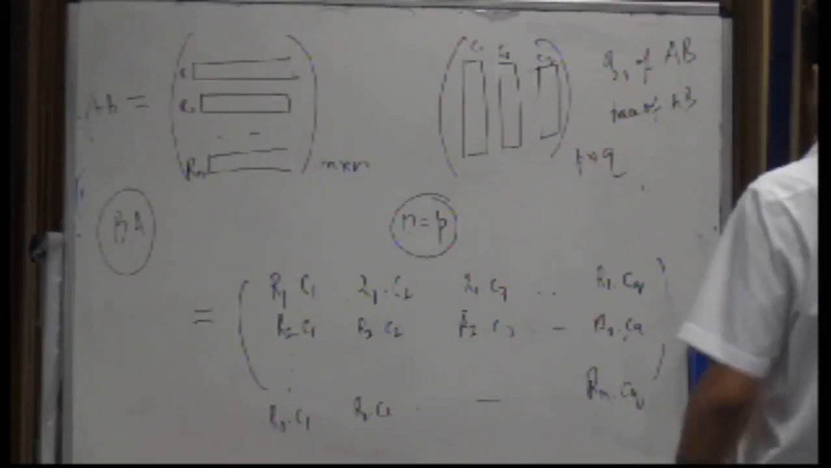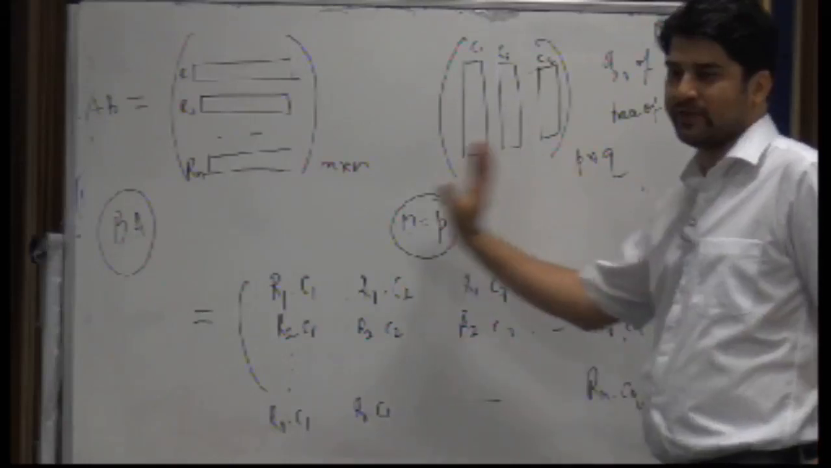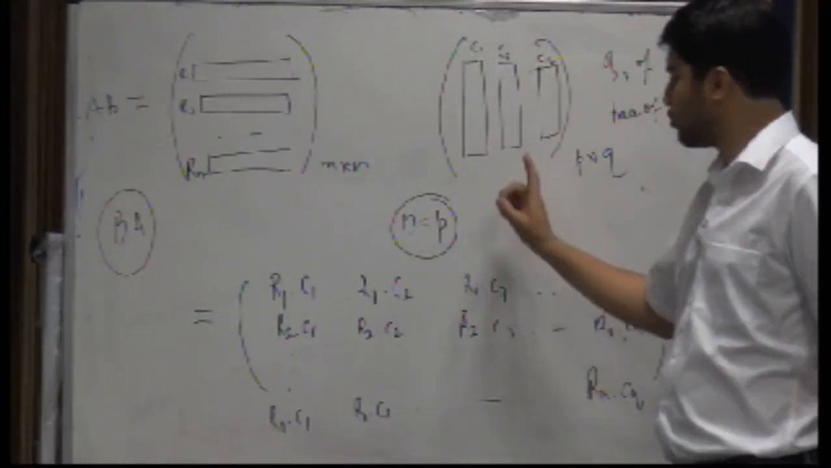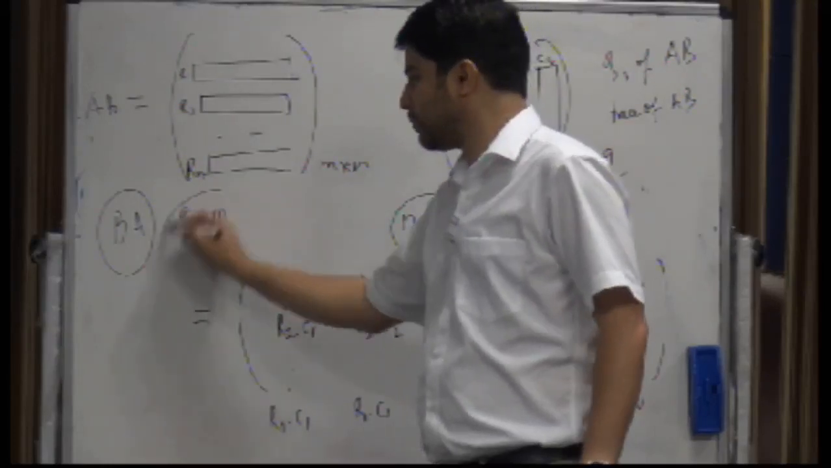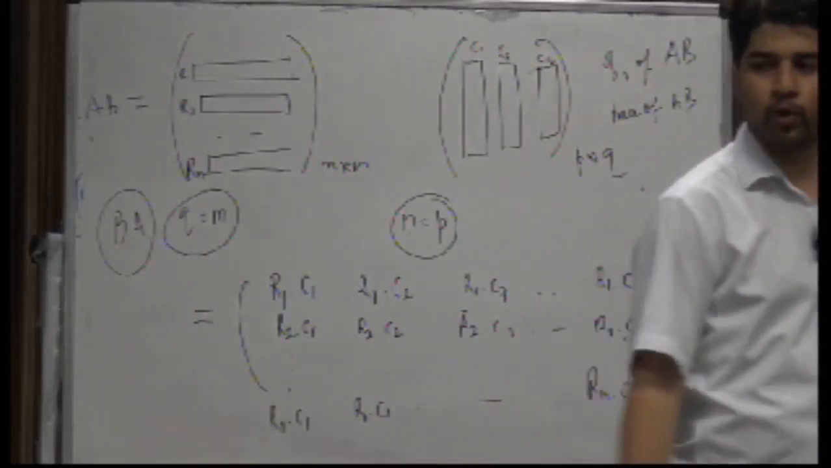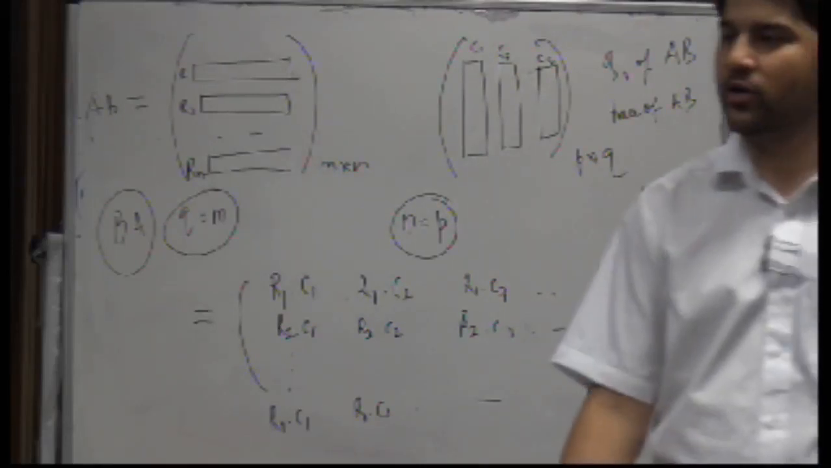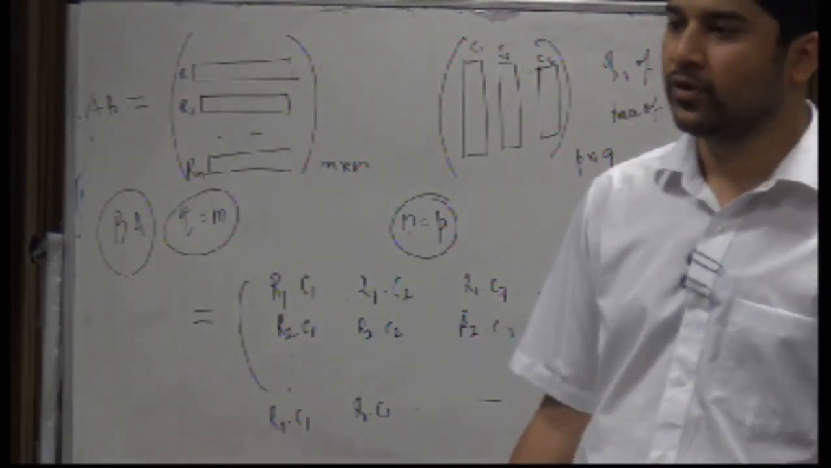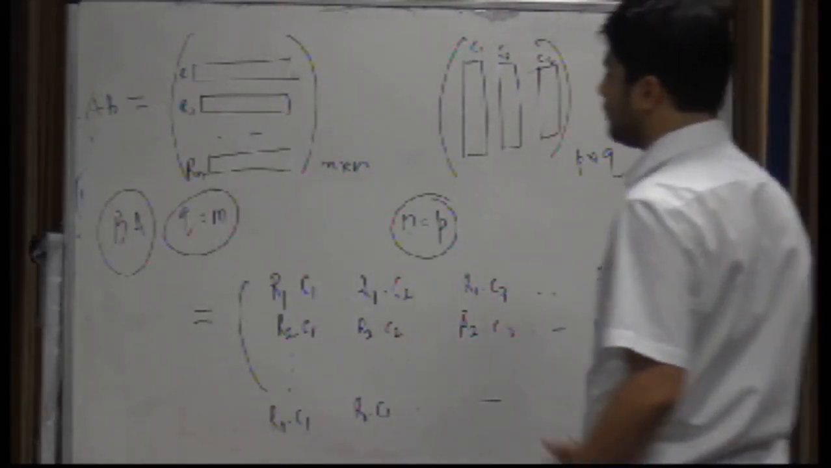M is equal to Q. So no, Q is equal to M. I am going to put it this way and this way. So first we are going to see whether Q is equal to M. If Q is equal to M, then AB and BA both exist. Will the order of AB and BA be the same? Not necessarily. When will it be the same order?